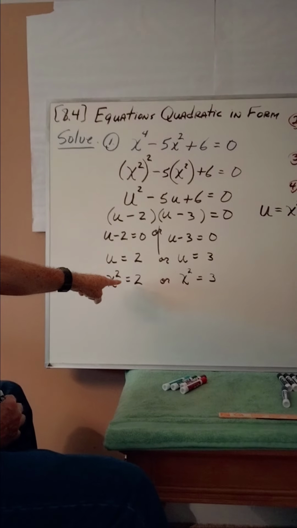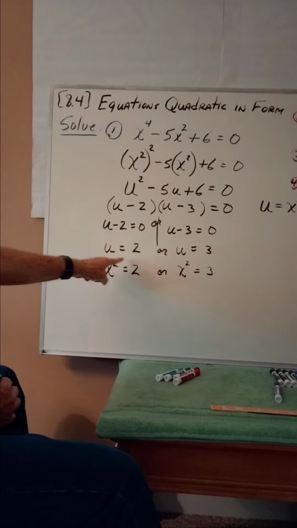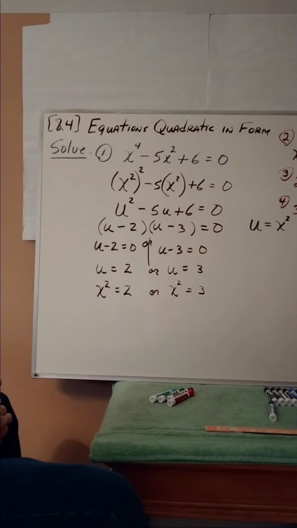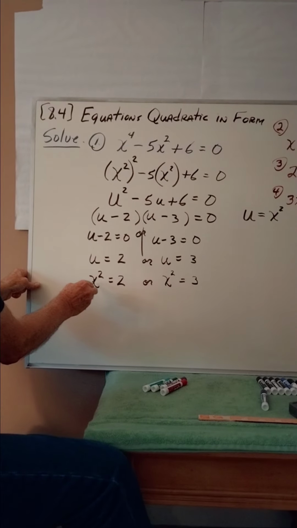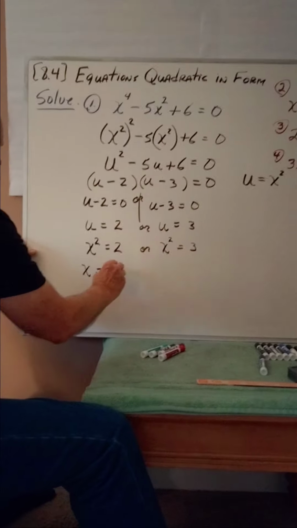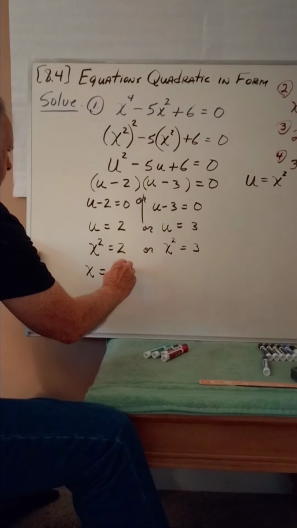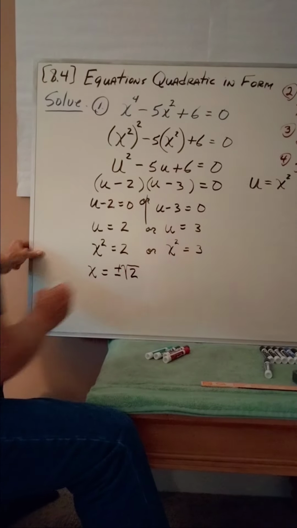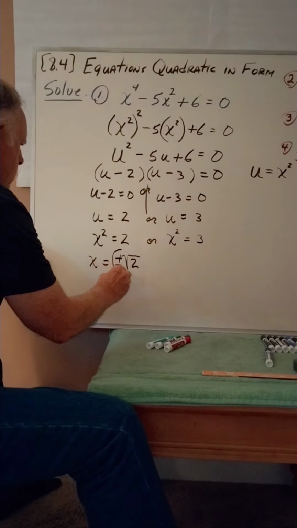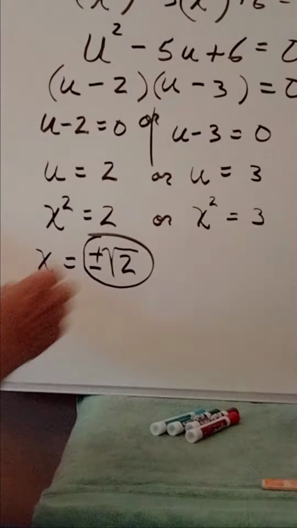Now, this is a quadratic that is already set up to use the square root method. Both of them are. So we'll find the square root of x squared, which is x, and that will be equal to positive or negative the radical of 2. That can't be simplified any further. So there's 2 of our solutions.